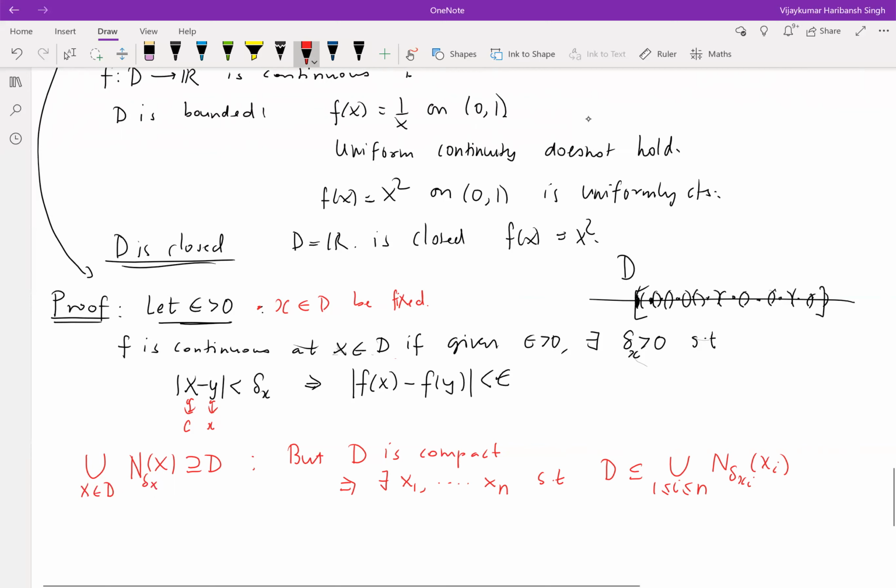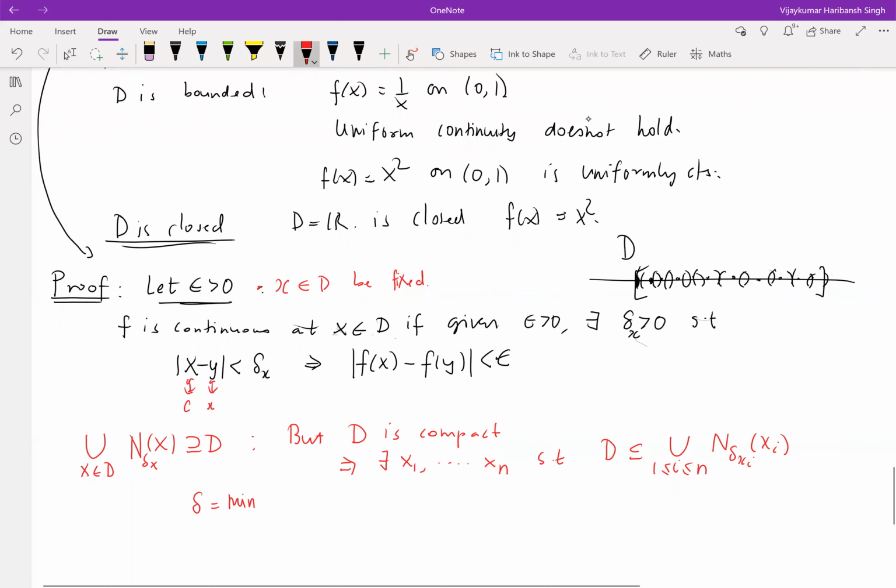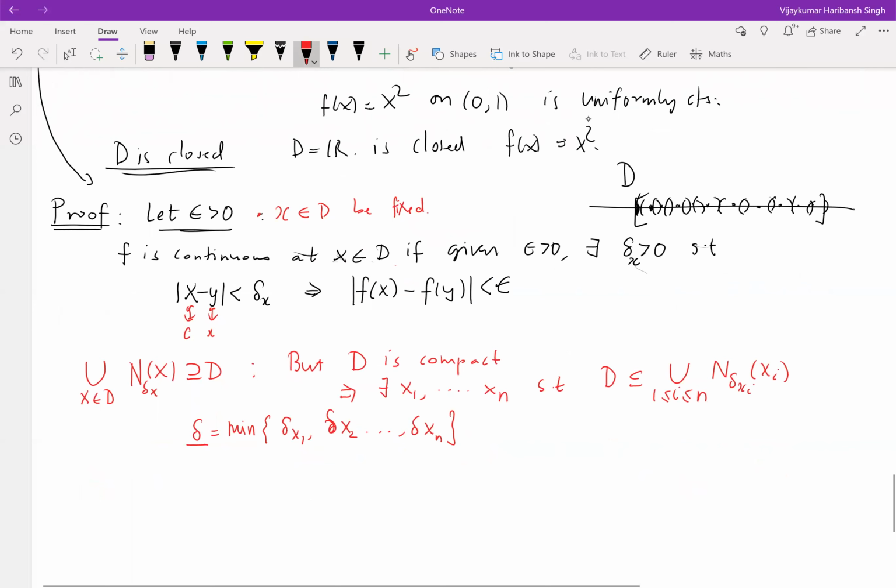Okay. Now take your delta to be the minimum of delta x1, delta x2, up to delta xn. Now this delta, or some multiple of it, will work for uniform continuity. Let's see why.